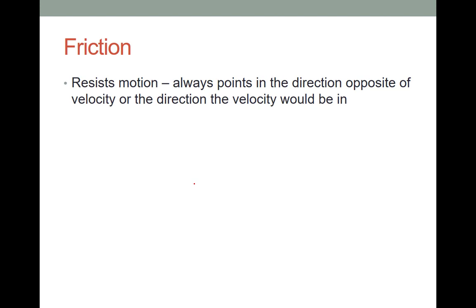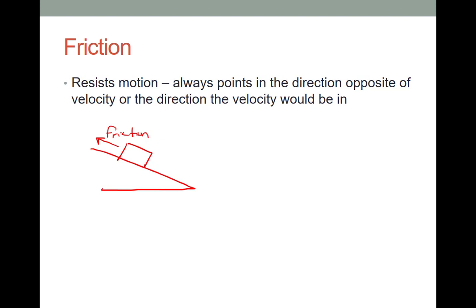Friction resists motion and always points in the direction opposite of the velocity or opposite the direction the velocity would be in. So for example, if I have a ramp, a nice rough ramp with a block sitting on it, at rest, without friction, the block would slide down the ramp. With friction, the friction points up the ramp. It's opposite the direction the velocity would be in.